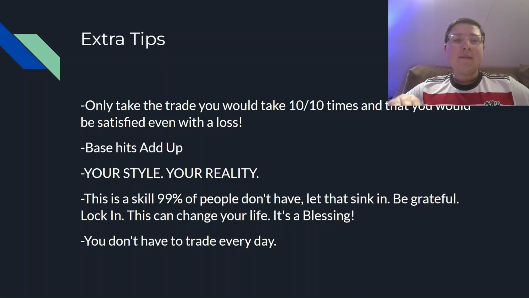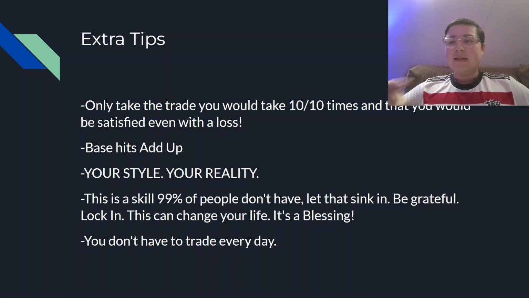So just take your time, take that trade that you're proud of and that you're comfortable with walking away from and doing stuff around your house, and that you would take 10 out of 10 times, and even if you lost, you'd be happy because you love that trade. You believed in it. So that's the number one.